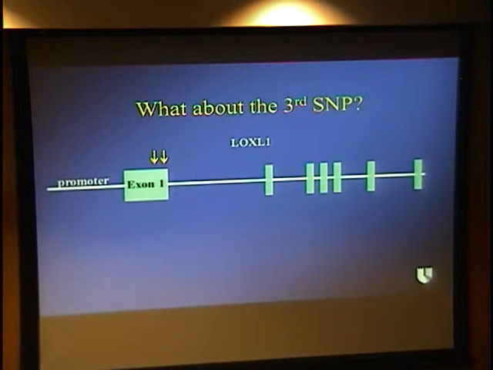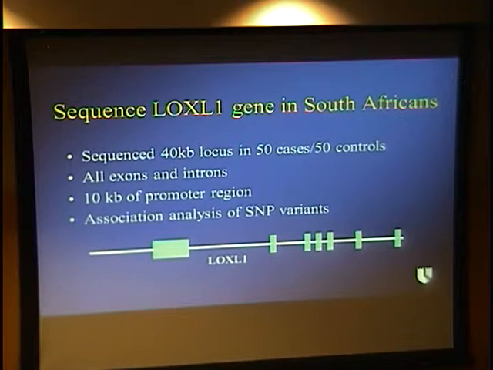This is the location of the first two coding SNPs. You can see they're located in the exon, so they would change the protein. That makes sense. Actually, the SNP that was most associated with exfoliation was the third one, and it's located in the intron, but very nearby. So we were kind of interested in that.